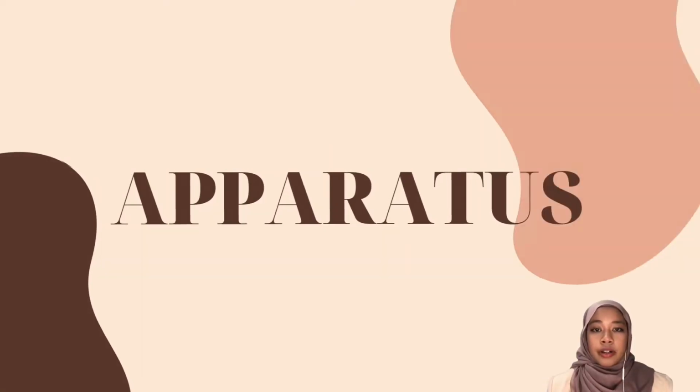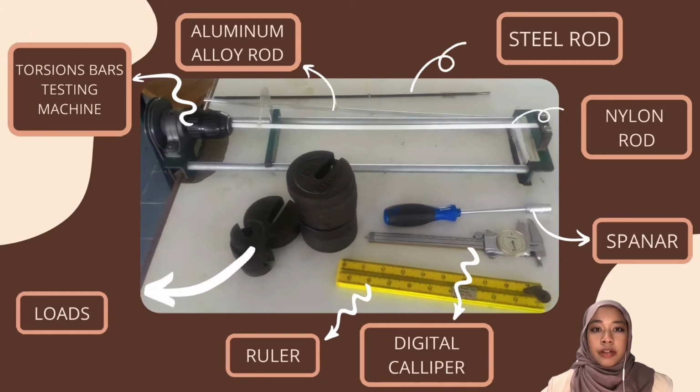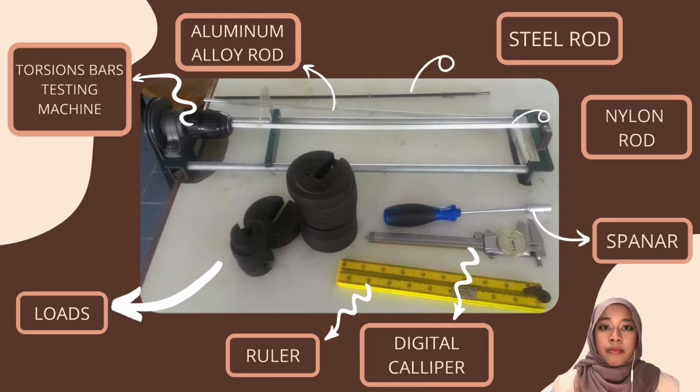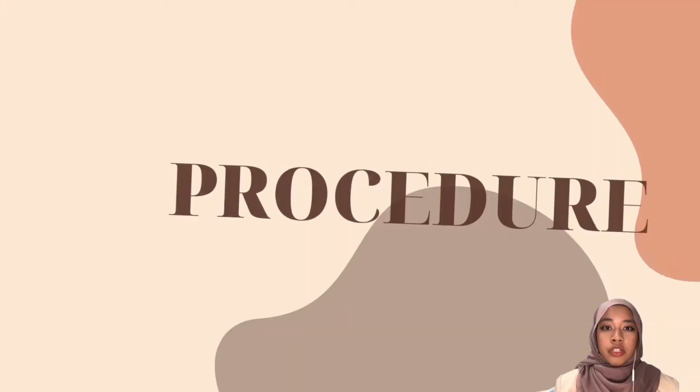I am Noor Amira, and I will explain the apparatus used and procedure for this experiment. The apparatus that we use in this experiment is steel rod, aluminium alloy rod, nylon rod, torsion bars testing machine with load, ruler, spanner and digital caliper, just as shown in this slide. Then we will continue with the procedure.